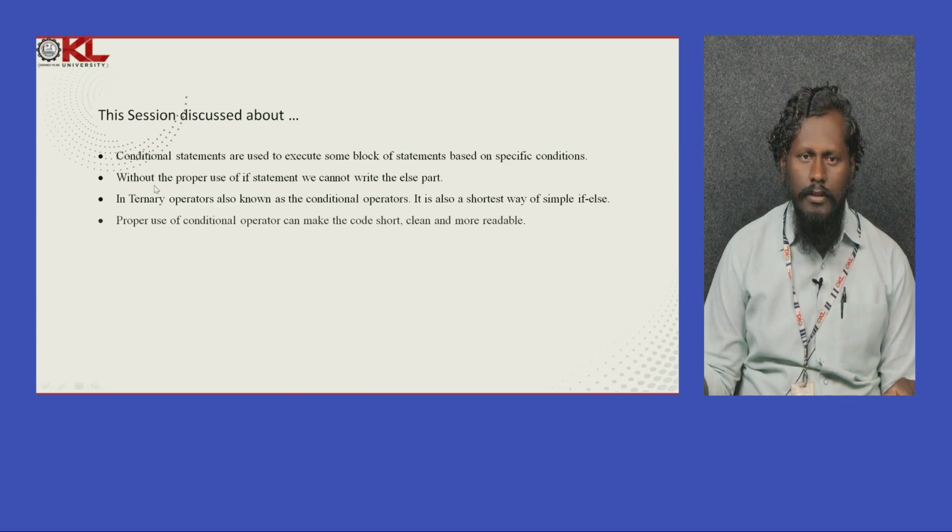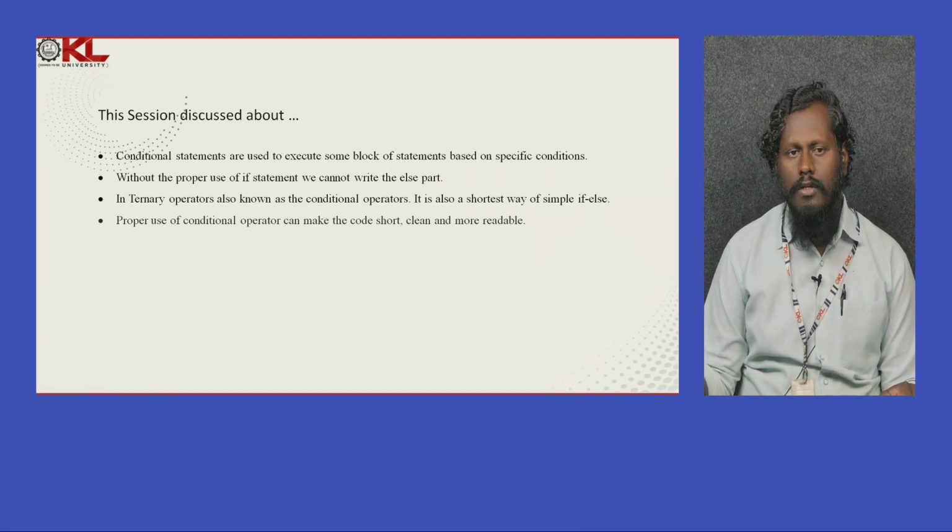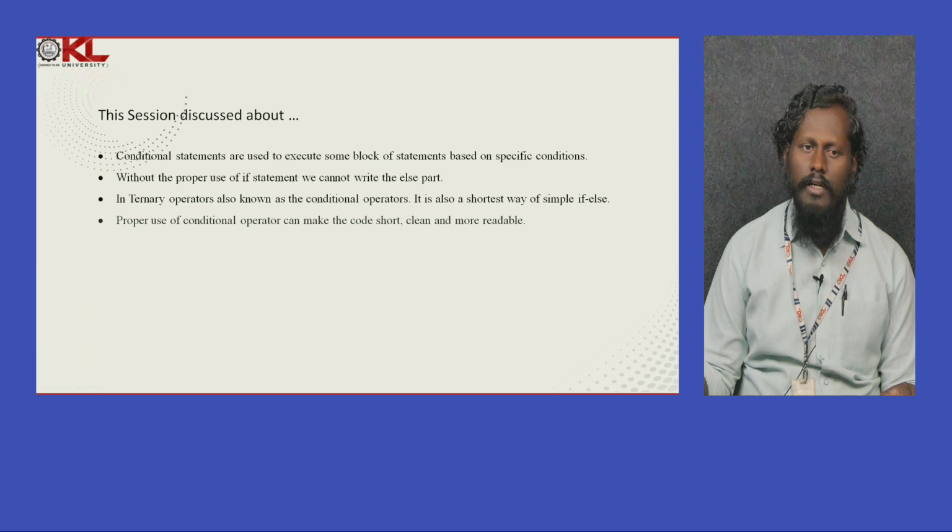And there are important points. Without an if statement, we cannot write an else part. If written like that, we'll get a misplaced else error. And the ternary operator is known as the conditional operator because we use three different operands, and we already said this. The ternary operator is another form of simple if else. So questions solved with simple if else can also be solved with the ternary operator. We have to use the proper conditional operator to make the code short, clean and more readable, because only when we use the proper conditional operators can we execute our statements or blocks of code.